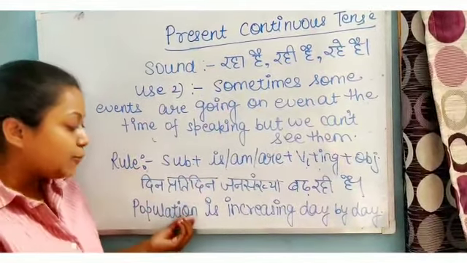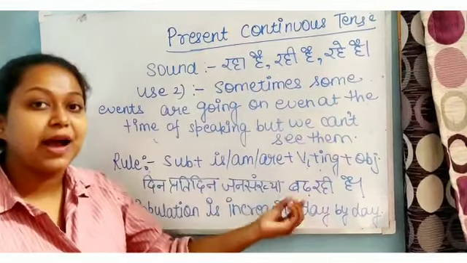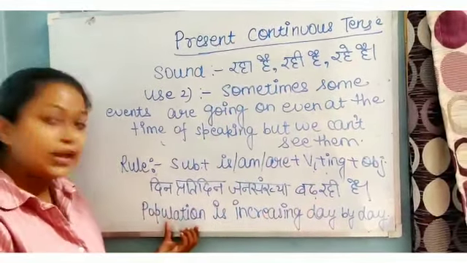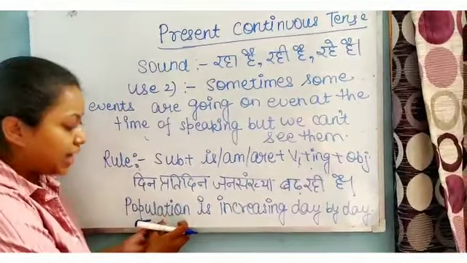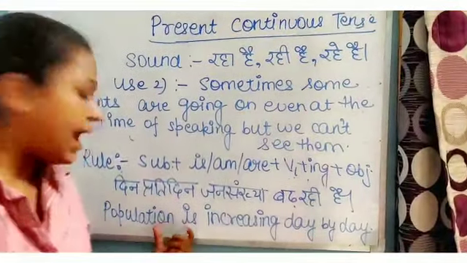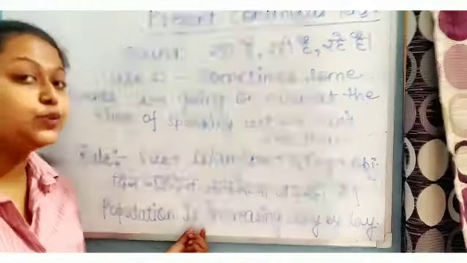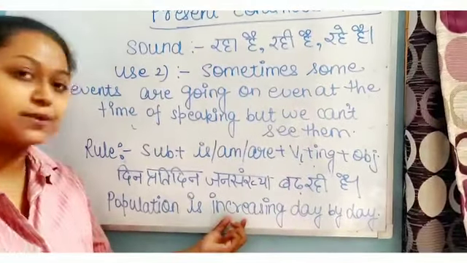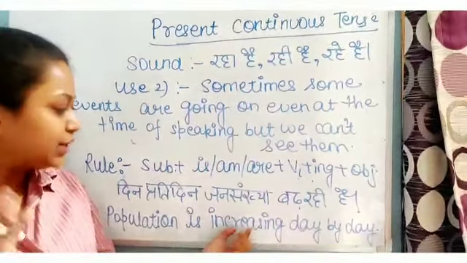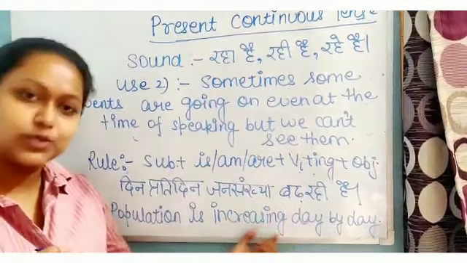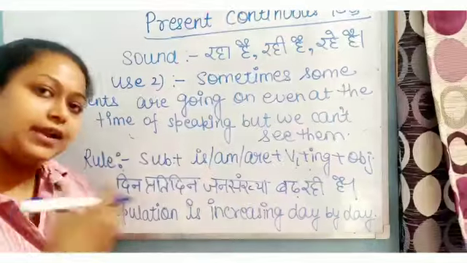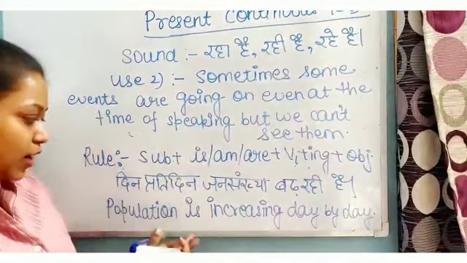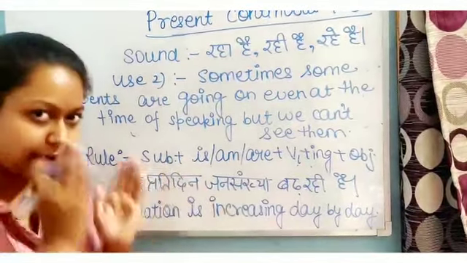And the answer is population is increasing day by day. So here population is subject because we are talking about population here, and with the subject population we use is, right, increase. Badhna is a verb here, right? So with the first form of the verb we use ing as I explained earlier also. So increasing and day by day. So this will be your answer. Population is increasing day by day.